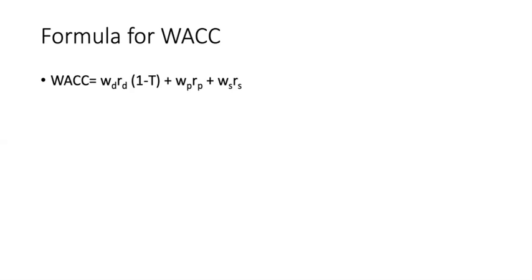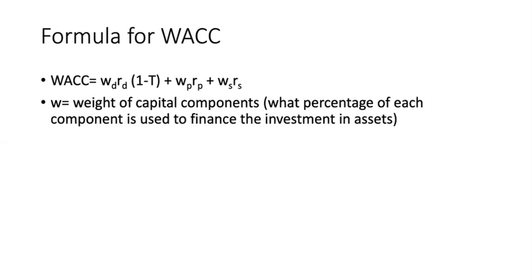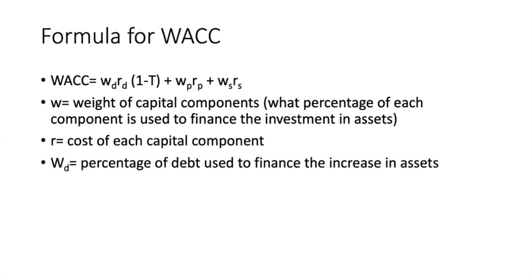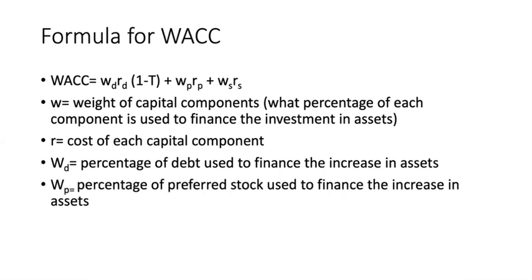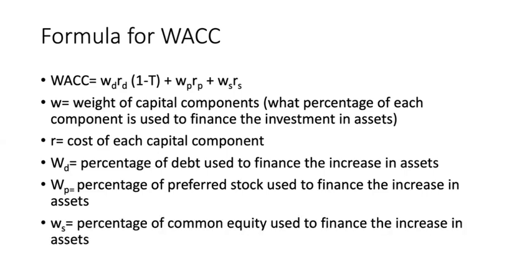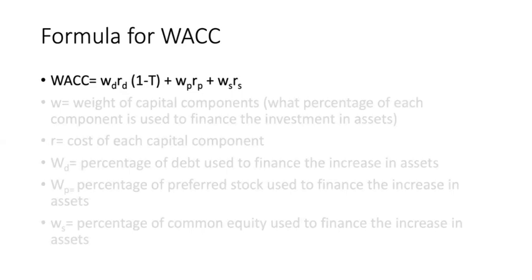So what are these Ws and these Rs? The W is the weight of capital components. That is, what percentage of each component is used to finance the investment in the assets. And R is the cost of each capital component. So WD equals the percentage of debt used to finance the increase in assets. WP equals the percentage of preferred stock used to finance the increase in assets. And WS equals the percentage of common equity used to finance the increase.